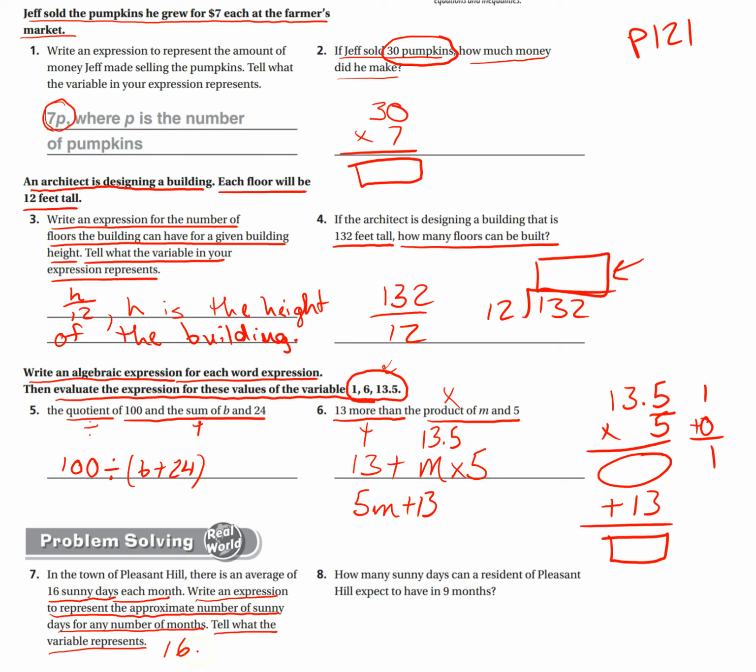Does it tell us what we want to use for our variable? I'm going to use m for my variable to represent months. So 16 times the number of months. And then I have to tell what that m represents. M equals the number of months. Okay. And number 8, how many sunny days can a resident of Pleasant Hill expect to have in 9 months? Well, m is the number of months, so 16 times 9. And that will give you your answer to this problem.